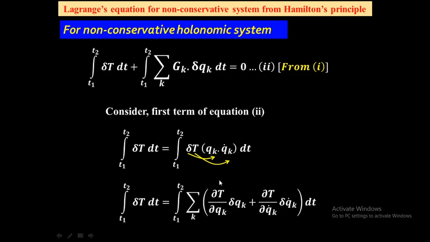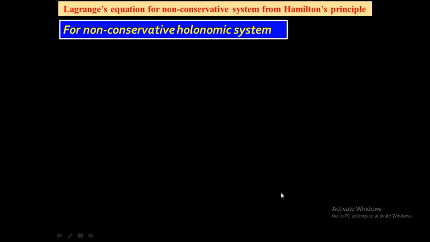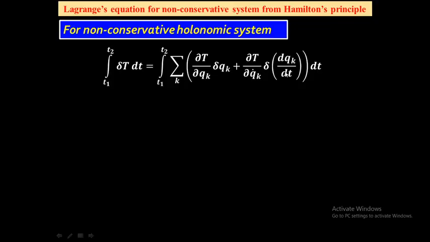After applying the chain rule we will get del T by del qk into delta qk plus del T by del qk dot into delta qk dot. Since this k term is here, this is applicable to the system of particles, hence we have applied summation over k here. Now we know what this dot means: dot is the time derivative in classical mechanics. So this qk dot can be written as dqk by dt. In the next step I will write this qk dot as dqk by dt.